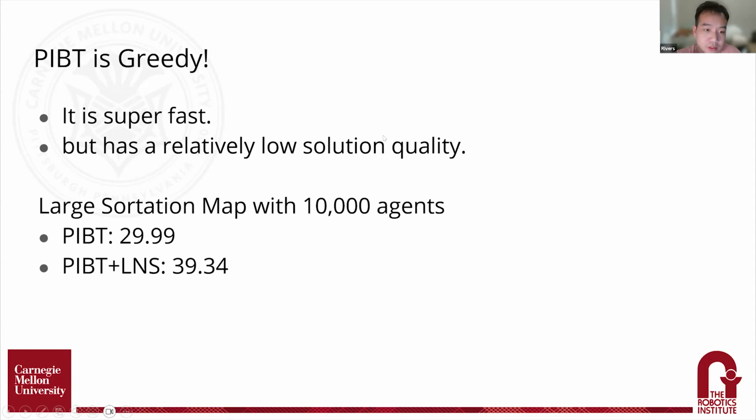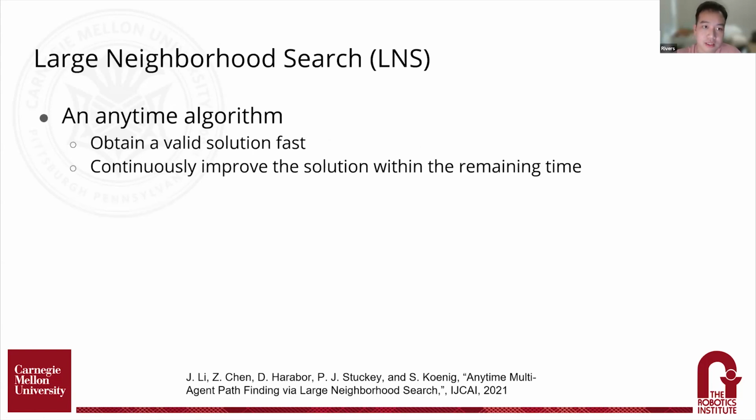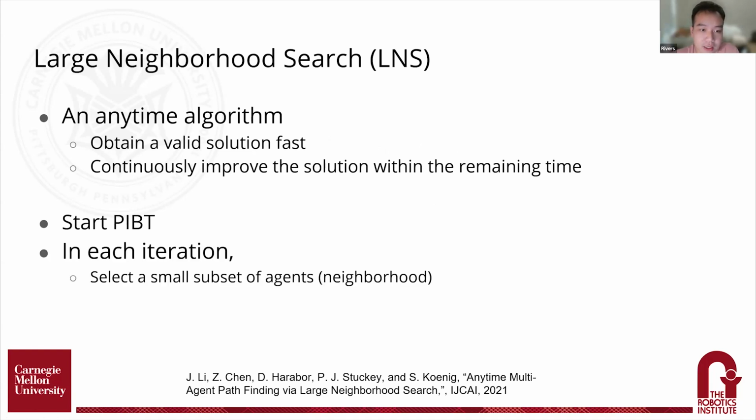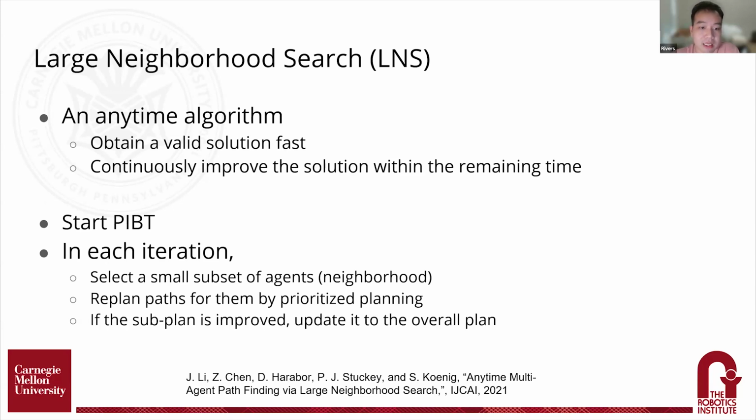Next, we will introduce large neighborhood search, which will improve the solution of PIBT to 40. Large neighborhood search is an anytime algorithm. The basic idea is we obtain a valid solution fast, then continuously improve the solution within the remaining time. Of course, we start with PIBT. In each iteration, this algorithm selects a small subset of agents, which we call a neighborhood. Then we use prioritized planning to replan paths for all the agents in this small neighborhood. If the subplan is improved, we update it to the overall plan.